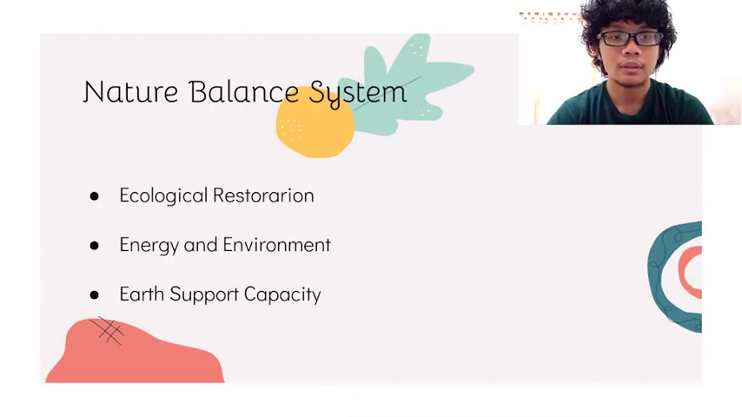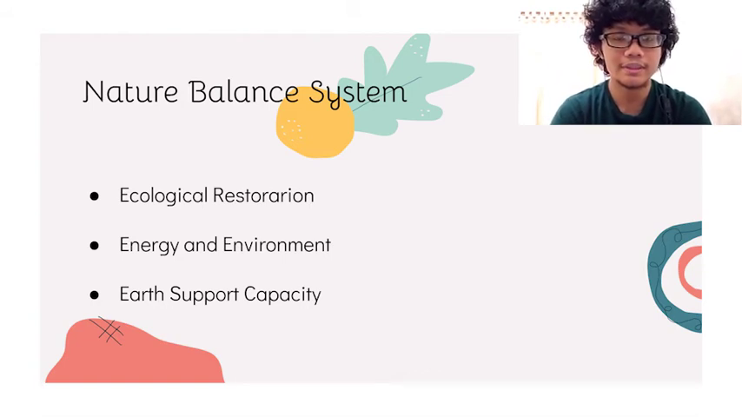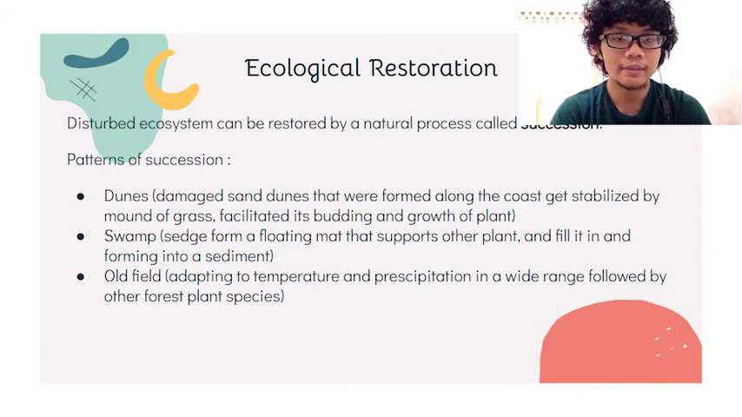In the natural balance system, it can be reviewed from ecological restoration, energy and environment, and also the Earth's support capacity. In ecological restoration, when there is a broken or damaged ecosystem, it can be fully restored by its natural process called succession. This succession has several patterns, such as dunes. When there are damaged sand dunes alongside the coast, they can get stabilized by mounds of grass, which facilitate the growth of the plants themselves.